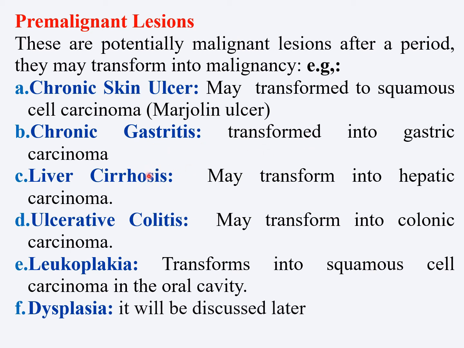Liver cirrhosis due to different viral infections, or maybe alcohol or any other cause, may be transformed into hepatic carcinoma. Moreover, ulcerative colitis may be transformed into colorectal cancer. Leukoplakia in the oral cavity may be transformed into squamous cell carcinoma. And different types of dysplasia in the body are also considered pre-malignant lesions.